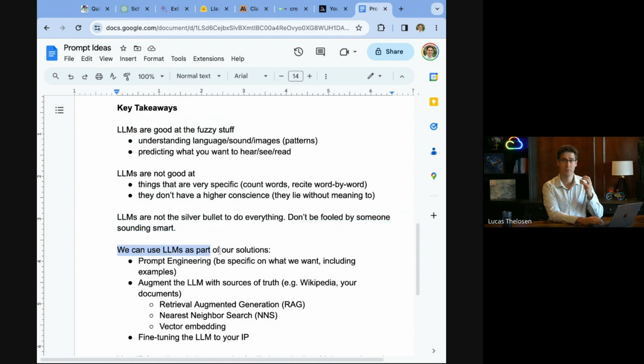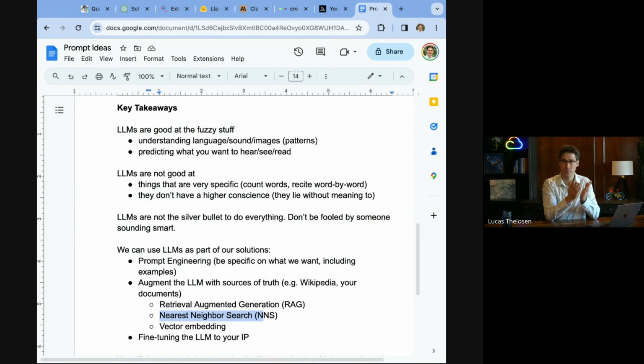And we should build it as part of a solution where we have other pieces that check it. We can either enrich the prompt itself through prompt engineering, we can augment it with other sources of truth, and we make the LLM use these sources of truth instead of generating content out of thin air. Right, so the systems, you probably heard the word RAG being used before, retrieval augmented generation. We're doing the nearest neighbor search, so NNS, where the prompt goes in and it looks at, okay, what is the nearest neighbor?